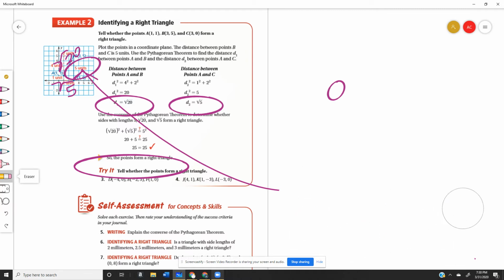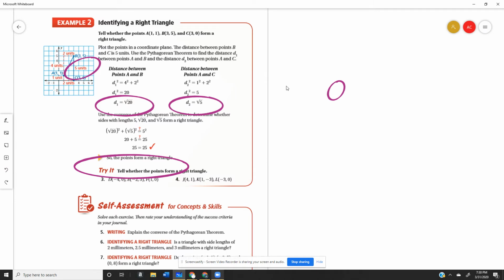And I want you to pause and try to do examples Try it 3 and Try it 4. I'm going to delete some of these things because they're in my way. Okay, that's really all I need to delete. So let's go ahead and look at Try it 3 and Try it 4.